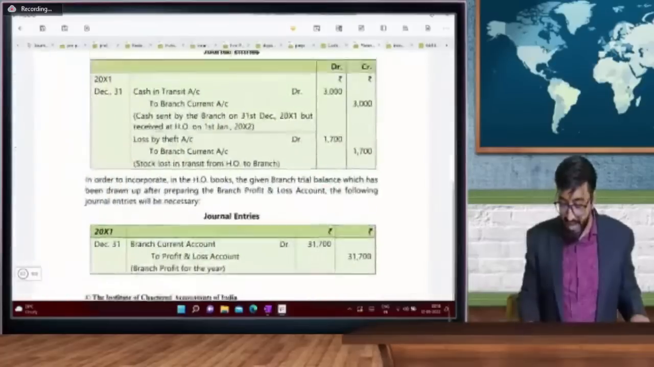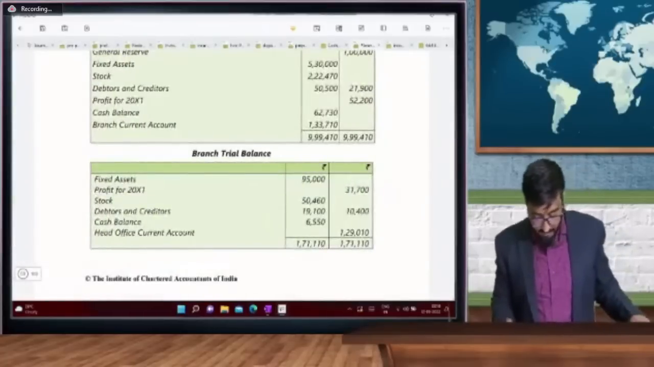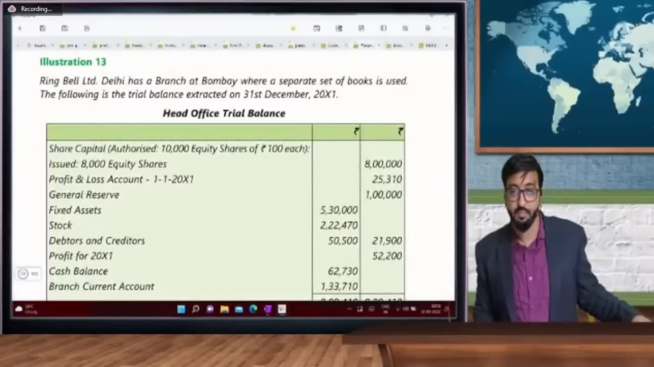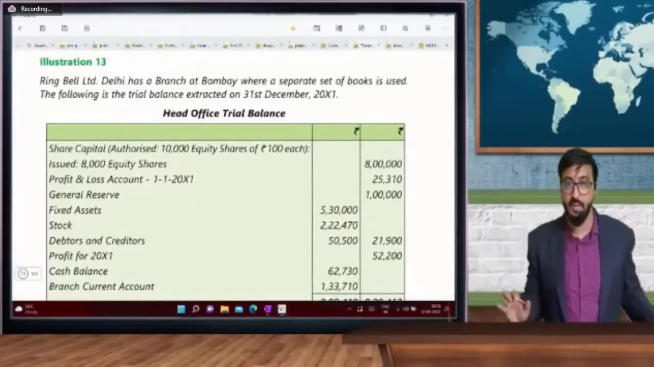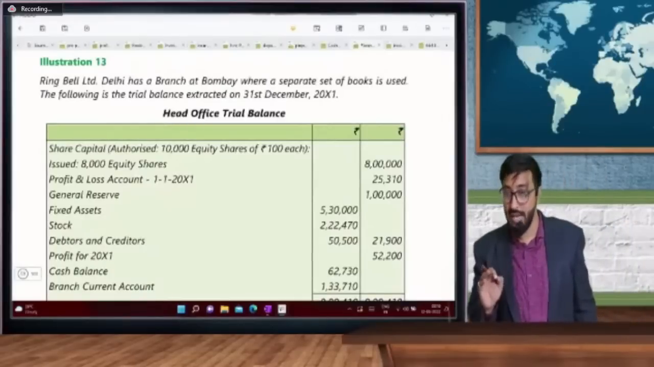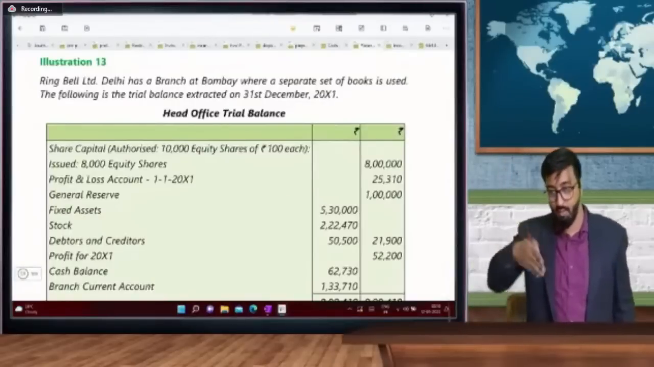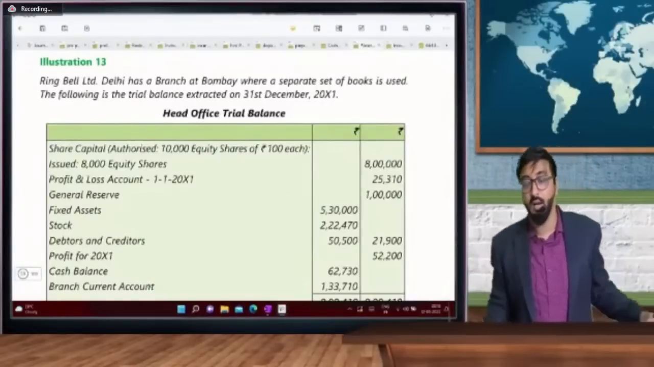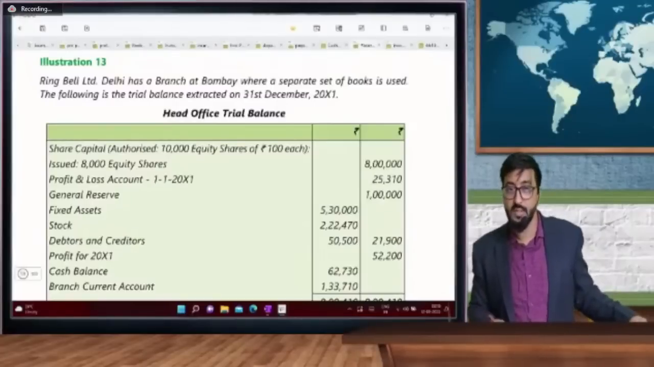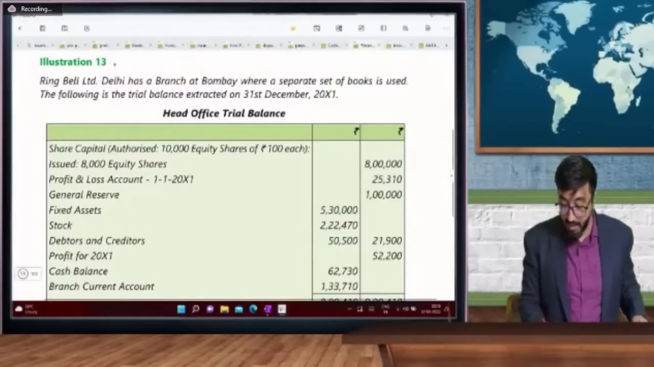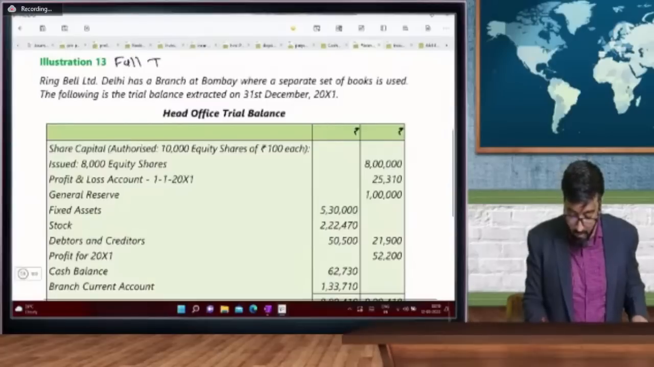And last question, illustration number 13. Chalo, last 15 to 20 minutes. Yes, I have tried my best. I explained all these techniques. There are only two techniques in independent branch: either columnar, or the second one is incorporation of the trial balance of the branch in the head office books. So this is a full trial balance which we are going to transfer. This is not a partial trial balance, it is a full trial balance.